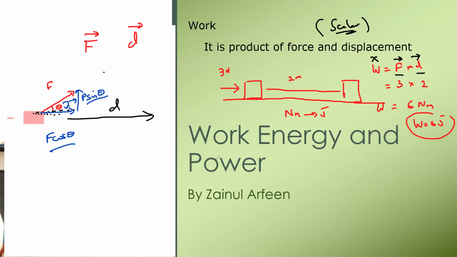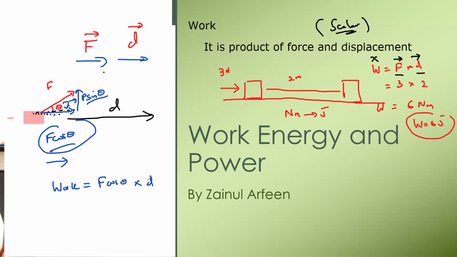We always take the component of the force, we don't have to take both. We will only take the one which is parallel to the direction of displacement, either the same direction or opposite to the direction of displacement. So in this case, what component will we take? We'll take F cosine theta. So when I calculate the work in this example, the work will be F cosine theta times d.